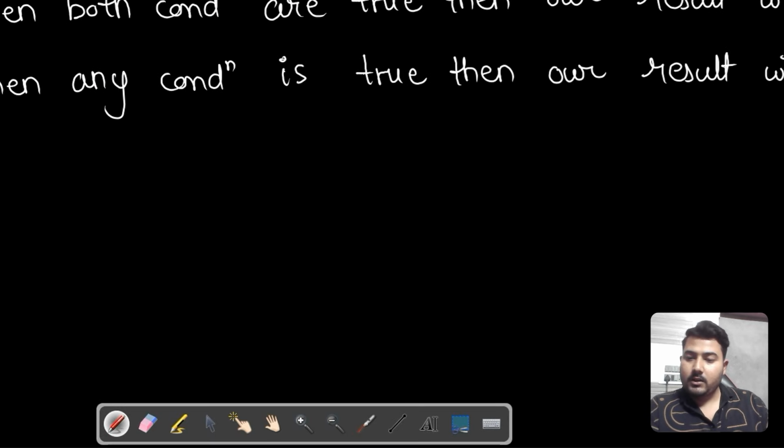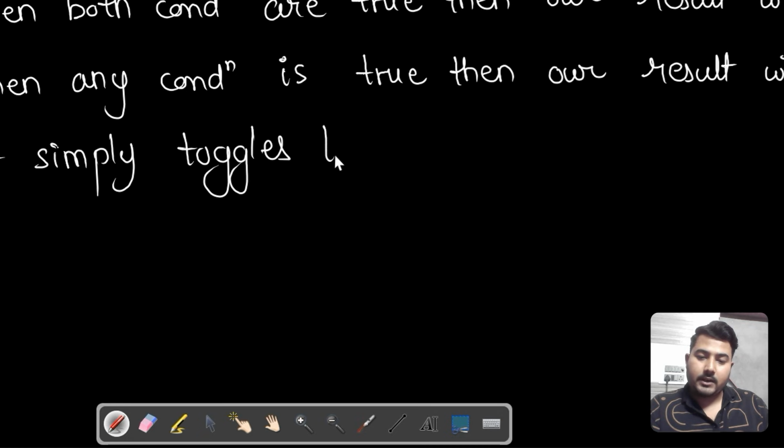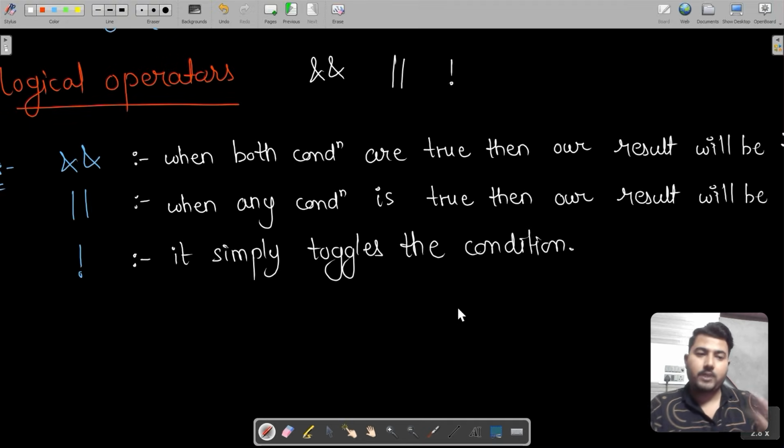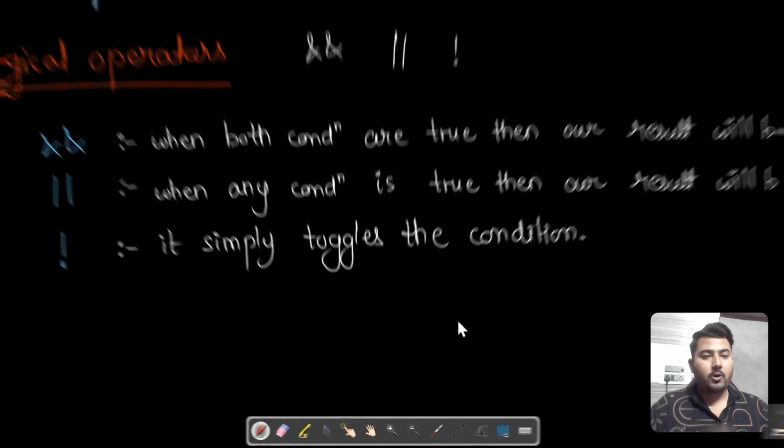Finally, we have the third one, the NOT operator. It simply toggles the condition. That means if your result is true, it will make it false. If it is false, it will make it true. It simply toggles the condition.